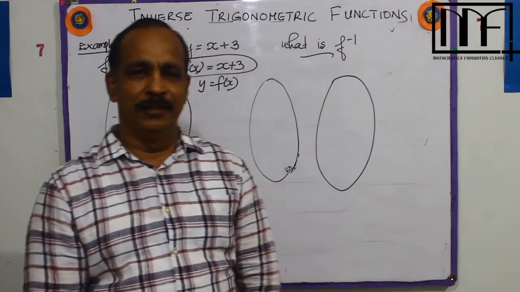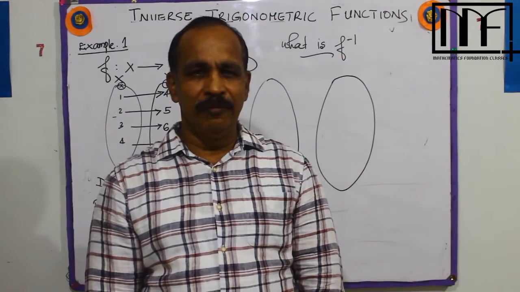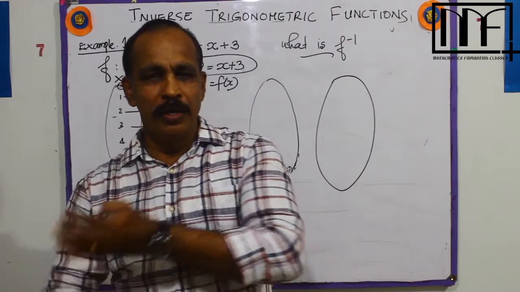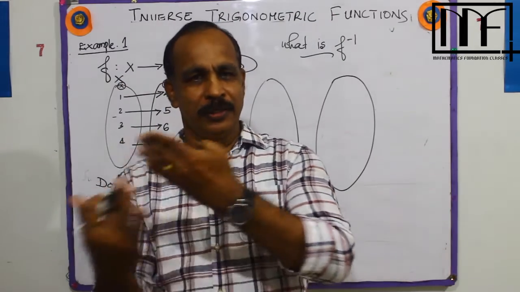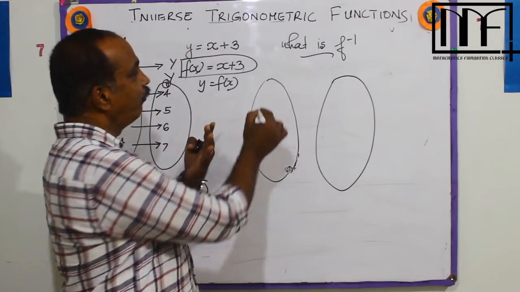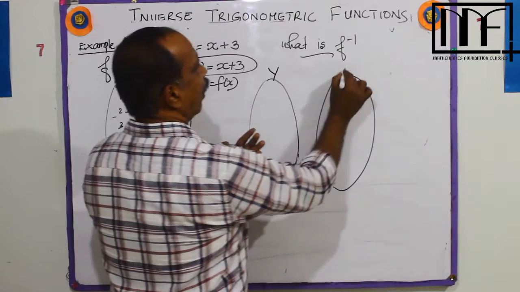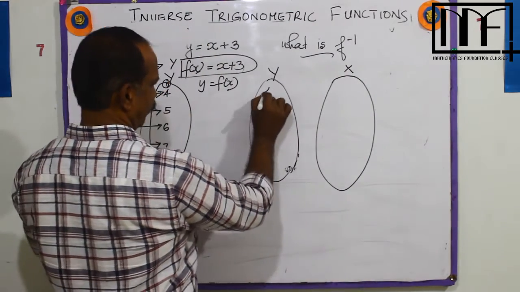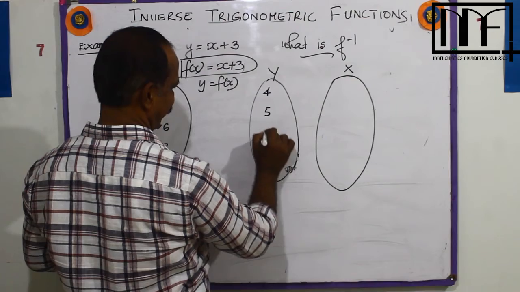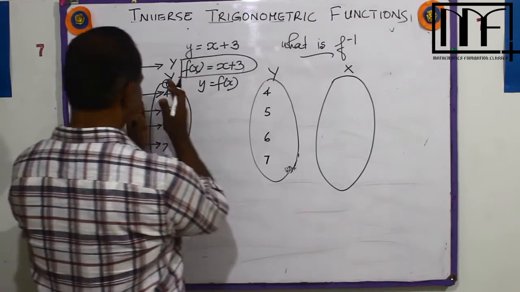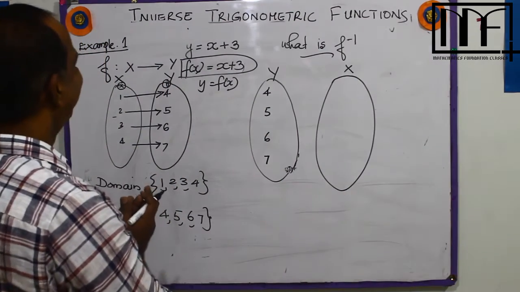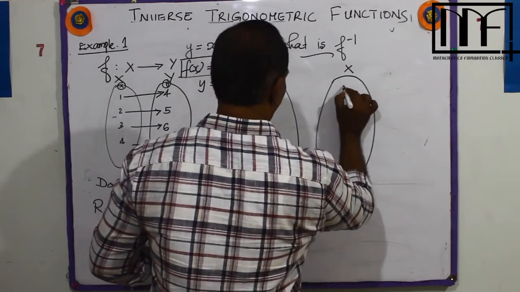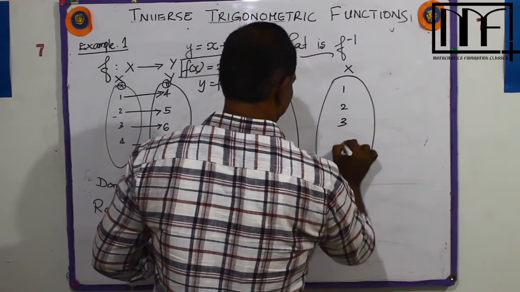So, what is now f inverse, the inverse function, and how can we find it? That is the thing. In the inverse function, we switch the codomain into domain and the domain into codomain. So just interchange. So y will become the domain here and x will be the range. So y, the elements 4, 5, 6, 7, are the elements in the domain, and the range is 1, 2, 3, 4.